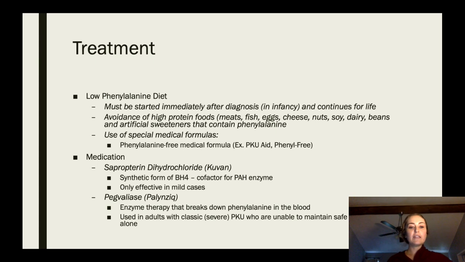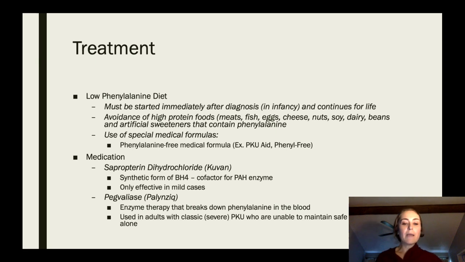For kids, especially infants, there are phenylalanine-free medical formulas that can be fed to the infants to prevent the buildup of phenylalanine in the brain, which results in the symptoms. Relatively recently, there have been a couple of medications that have come about. One is called Kuvan. It's basically a synthetic form of BH4. BH4 is a cofactor for the PAH enzyme, and so by providing this medication, those with mild cases of PKU can convert phenylalanine to tyrosine a little bit better, but this medication is not very effective for those with the severe form of the disease.